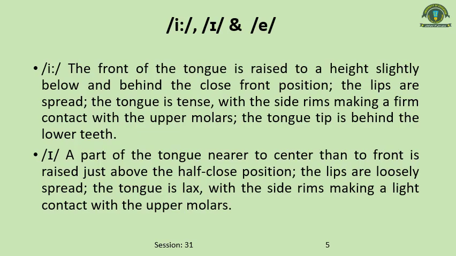Alright. A part of the tongue nearer to center than to front is raised just above the half-closed position. The lips are loosely spread. The tongue is lax, with side rims making a light contact with the upper molars. And the sound is I. You can produce the sound.